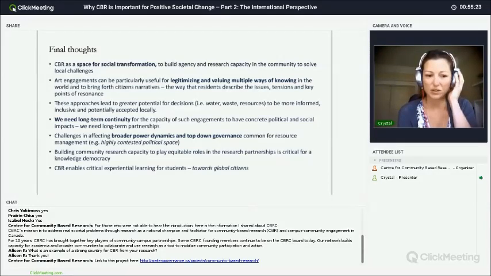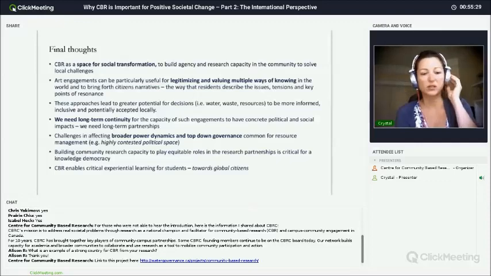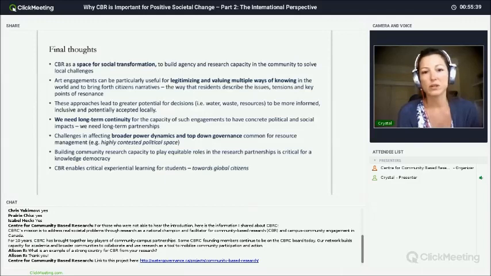And just a final statement about the powerful opportunities for students to be involved in experiential learning through community-based research. And I'm quite interested in this idea of CBR as an avenue towards creating global citizens, so towards a global citizenship.